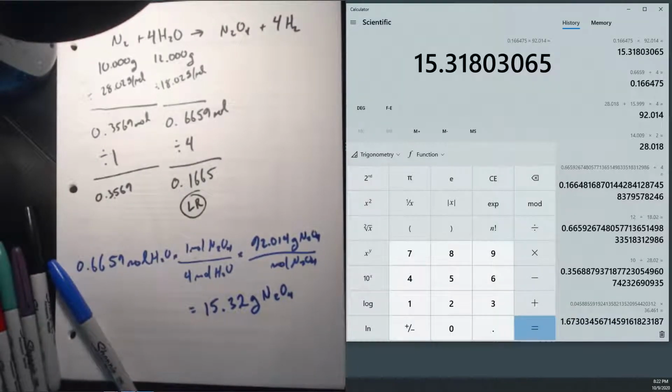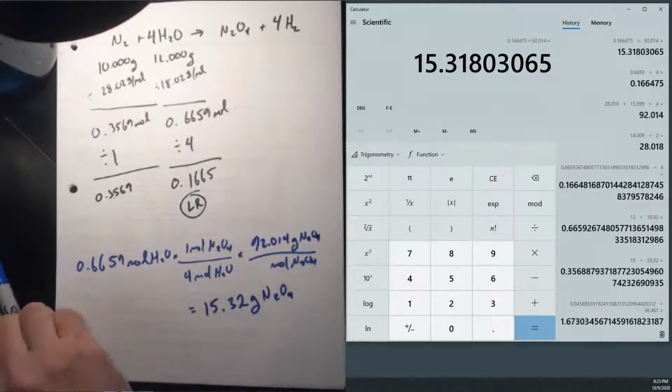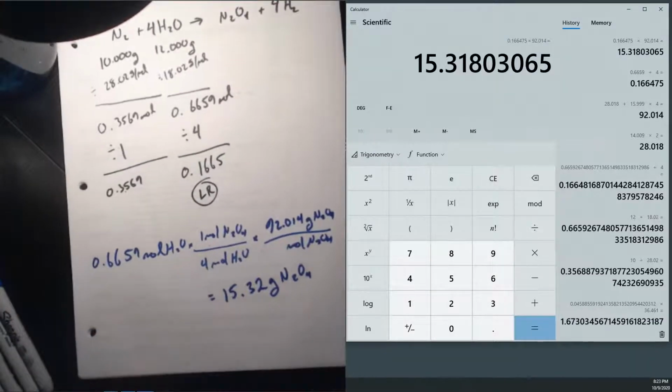And how much nitrogen? We'd have about 7 grams. Well, 6.68 grams of nitrogen left over. I don't know that they would ask. They could.